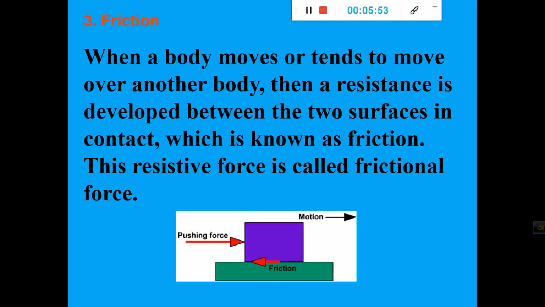So what is friction? When a body moves or tends to move over another body or any surface, a resistive force is developed between the two surfaces in contact, which is known as friction. This resistive force is called frictional force. Look at the diagram here. The purple object moves or tries to move to the right over a green surface. Then a resistive force is produced between the two surfaces. That force is known as frictional force.